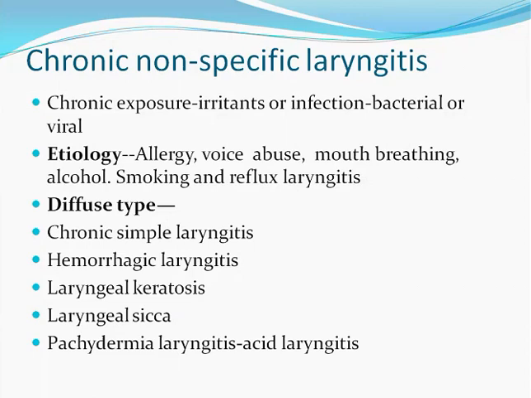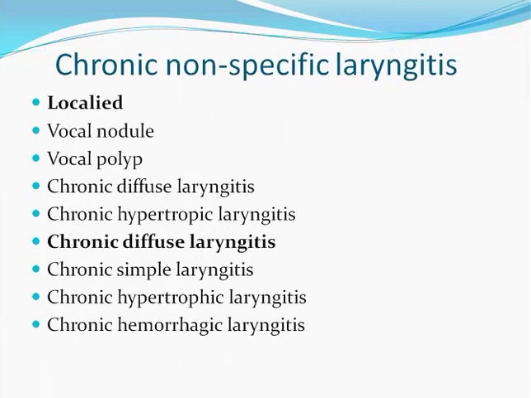In the diffuse type, which is all over the larynx, we have chronic simple laryngitis, hemorrhagic laryngitis, laryngeal keratosis, laryngeal sicca, and pachydermia laryngitis, which is what we call acid laryngitis. In these chronic non-specific laryngitis, a localized involvement is described as one we call vocal nodule, another we call vocal polyp, then chronic diffuse laryngitis and chronic hypertrophic laryngitis.